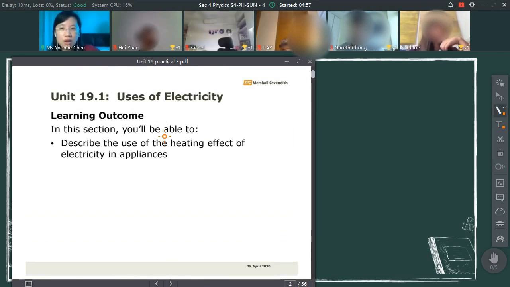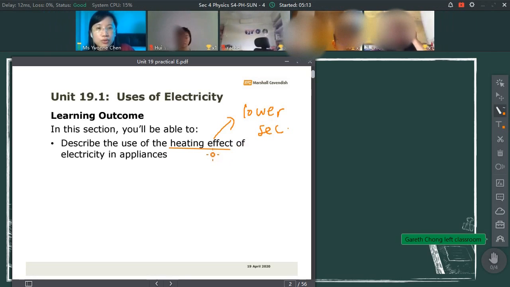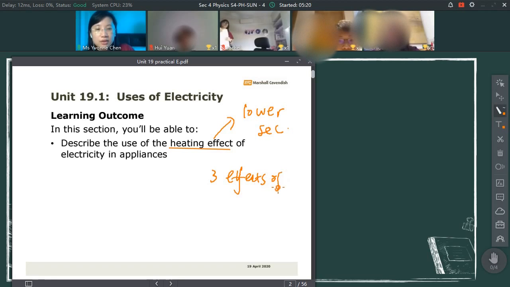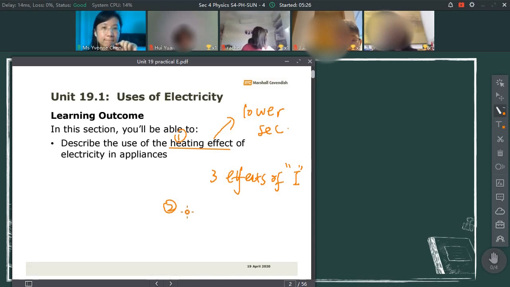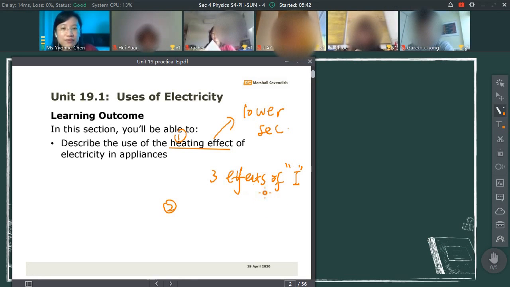Okay, so for practical electricity, talking about the use, we'll describe the heating effect of electricity. Actually, you learn this in lower sec. Do you still remember what are the three effects of current? One is heating. The other one is what? You learn in lower sec science. Anyone has idea? Any volunteer? You can click the red button, right bottom corner of your screen, there's a palm sign. What are the three effects of current?